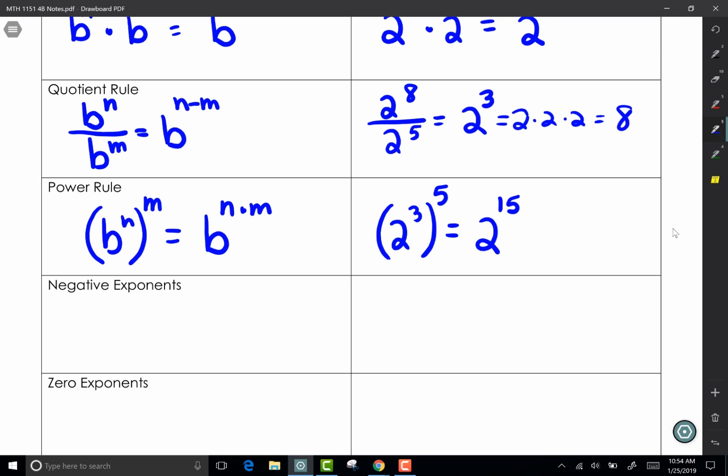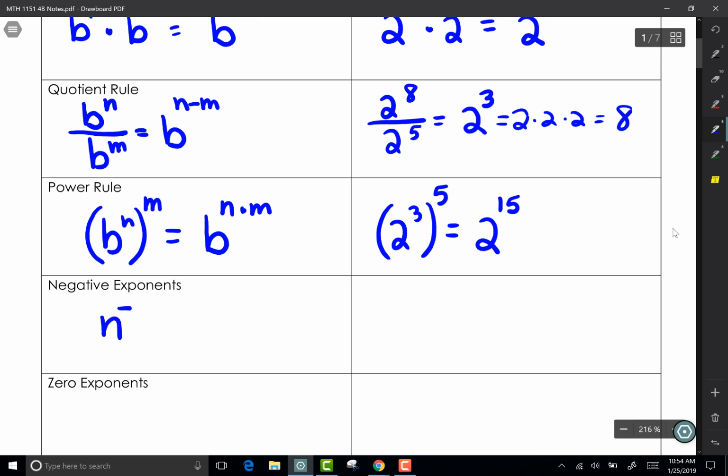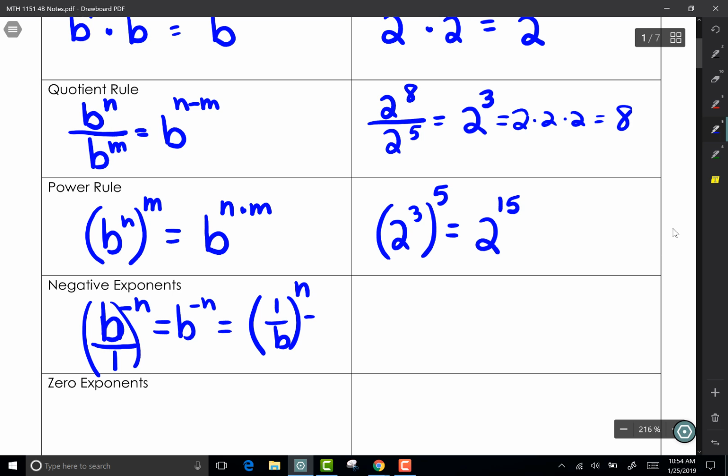Okay, for negative exponents, I have b to the negative n. The negative exponent just tells me to take the reciprocal. So even though I don't write it in there, this is b over 1, this is b to the minus n. It's the same thing. That just tells me to take the reciprocal, and then the negative goes away. So I would say 1 over b to the power of n, which is also another way to say that is 1 over b to the n.